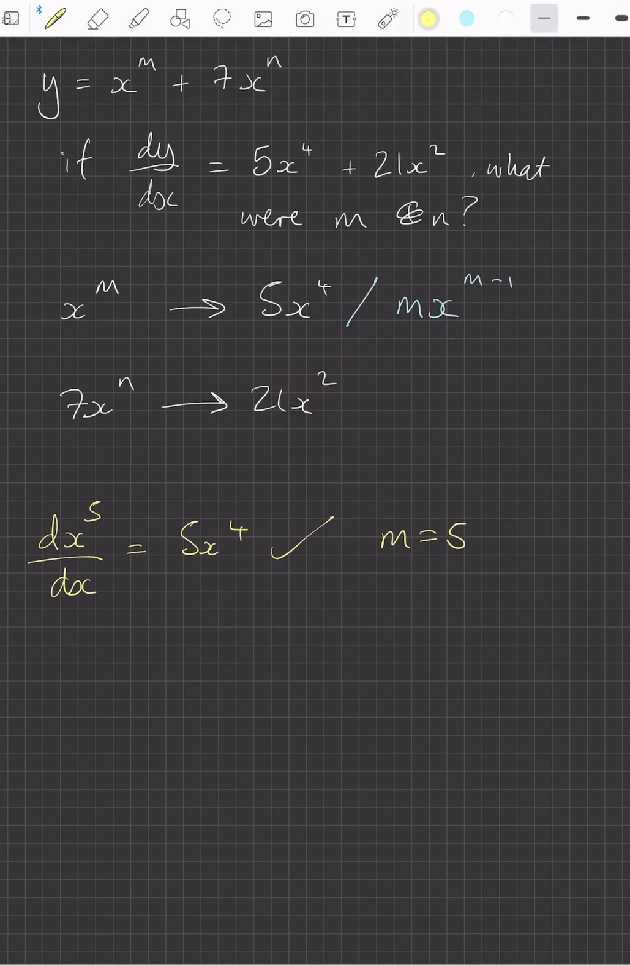So let's just double check. What does happen if I think the original power was 1 higher, which would be 3? If I differentiate 7x cubed, I would times that by 3, which would be 21, which is what I've got, so that's good. And I would have knocked 1 off the power. 3 would have become 2. So yeah, n was 3 originally.